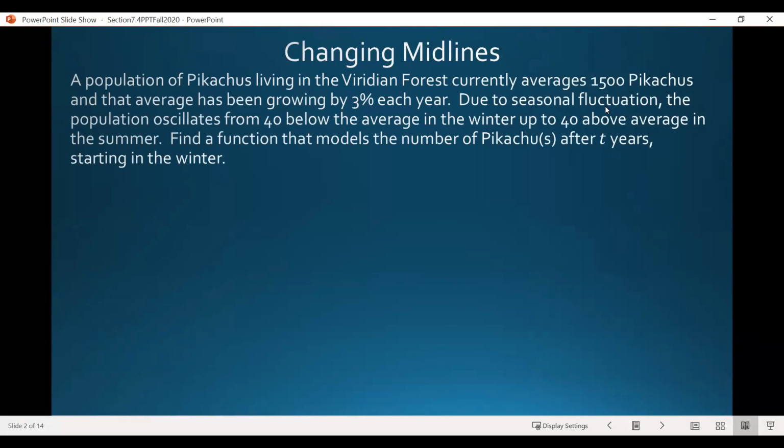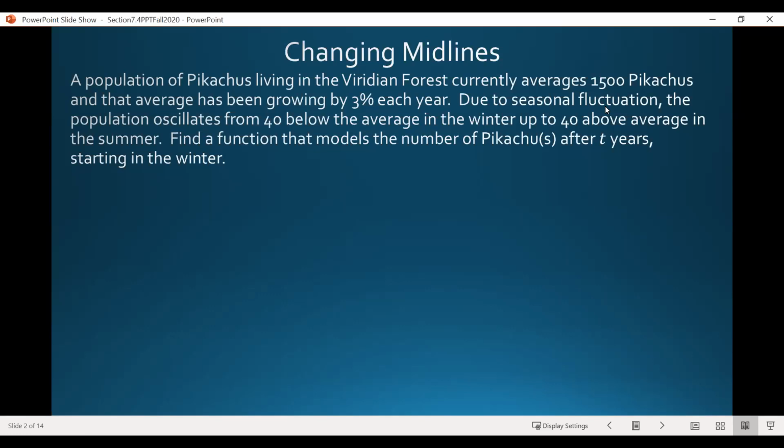So let's say we have a population of Pikachus, which live in the Viridian Forest. And for any of you Pokemon fans out there, hopefully this reference will make sense, and hopefully Pikachus do live in the Viridian Forest. Otherwise, I'm just way off my game here. But regardless, this population lives in the Viridian Forest. It currently averages 1,500 Pikachus. And that average has been growing by 3% each year.